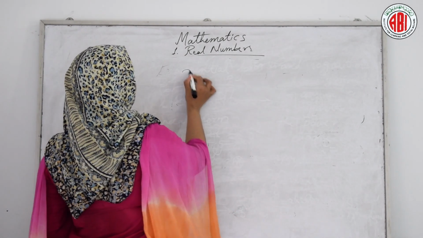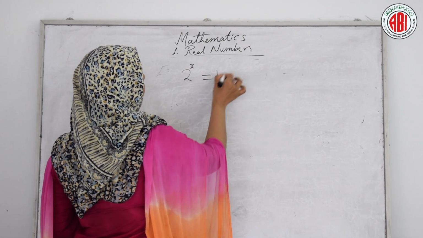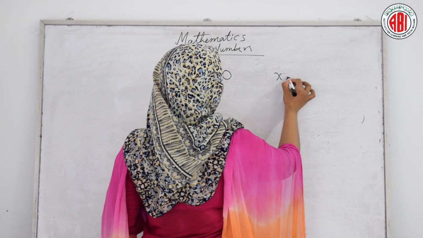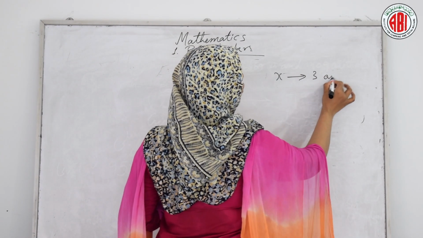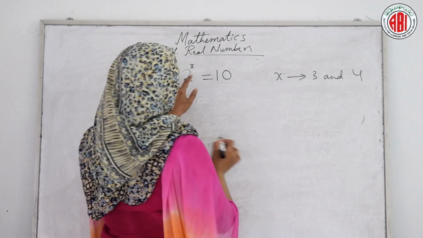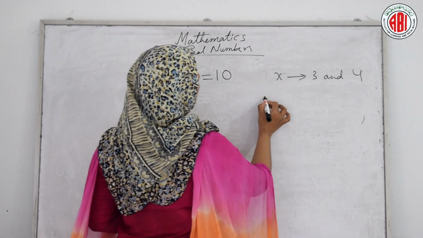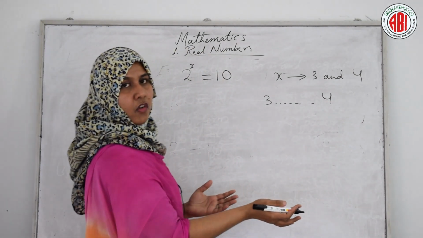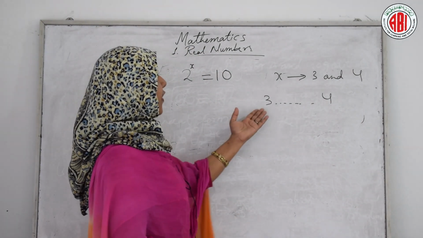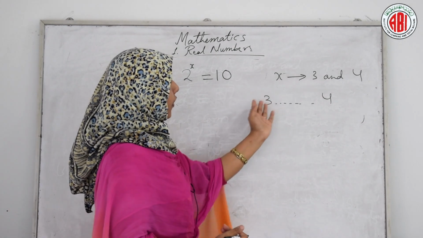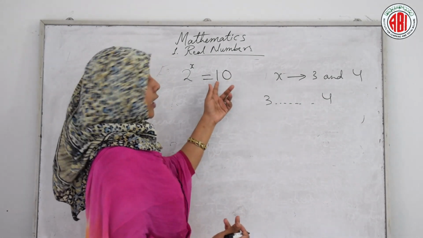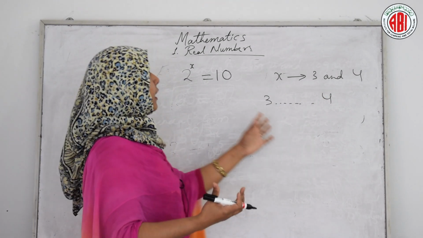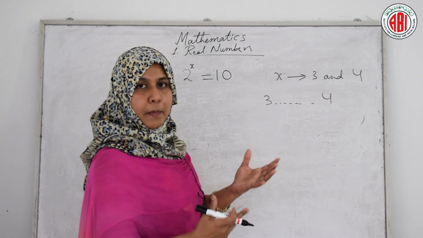Now 2 to the power x is equal to 10, right? So what will be the value of x? X should lie between 3 and 4. What are the numbers between 3 and 4? Do we have any number between 3 and 4? After 3 directly we will have 4, no? We don't have any number. But then also we should get 10. What will it be? Because between 3 and 4 there are infinitely many decimal numbers.